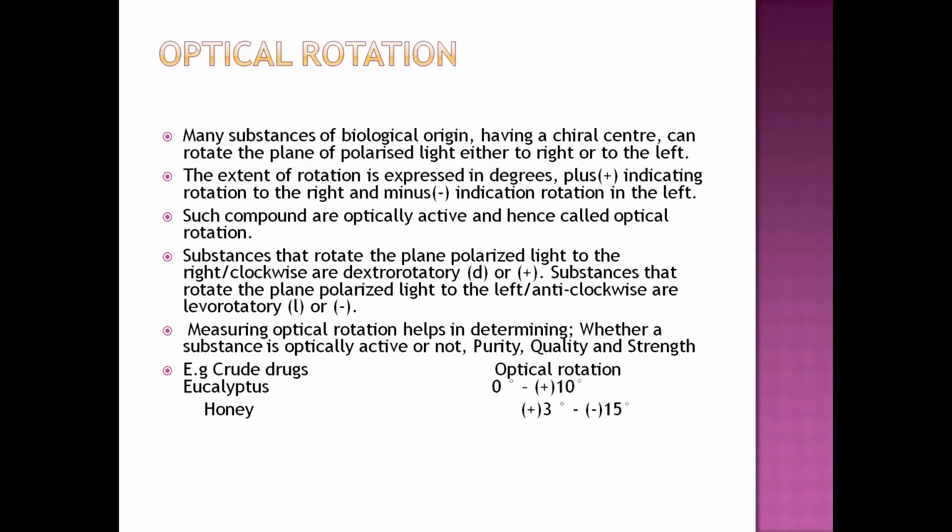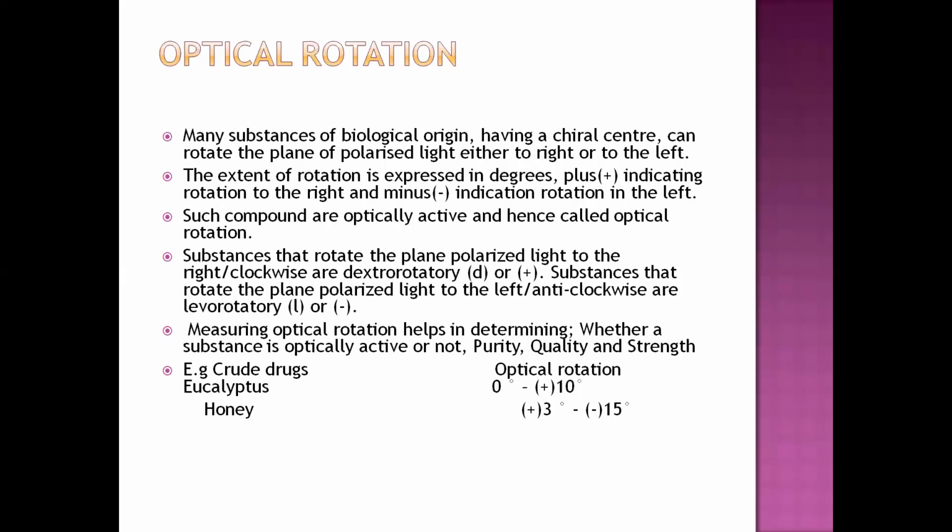Then comes the optical rotation. What is optical rotation? If a ray of light is passed through your drug, how does it rotate the plane polarized light, either to the right or to the left? Many substances of biological origin have a chiral center, and can rotate the plane of polarized light either to the right or to the left. So the extent of the rotation is expressed in degrees, plus indicating the rotation to the right and minus indicating the rotation to the left.